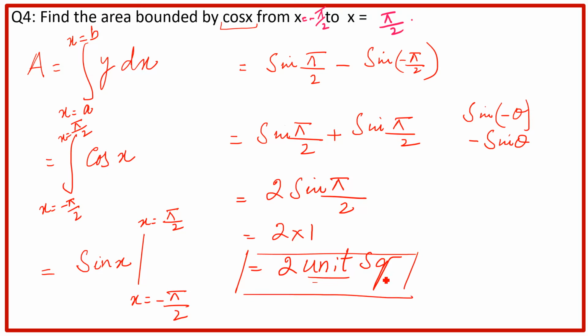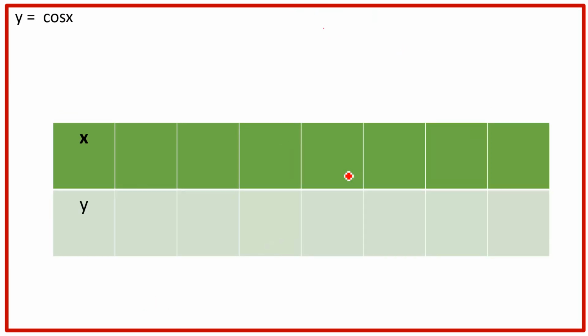So this is the required answer, but I have to explain the meaning: find the area bounded by cos of x from this to this limit. I will solve it on the graph. So our function is y is equal to cos of x. First of all, I say, okay, x is equal to minus 270 degree, and minus 270 you can write as negative 3 pi by 2. Both are same. So our first angle on the x axis is minus 270 degree.